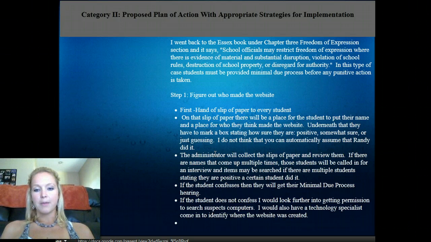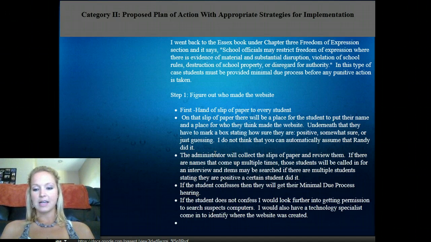If there are names that come up multiple times, those students will be called in for an interview, and items may be searched if there are multiple students stating they are positive a certain student did it. If the student confesses, then they will get their minimal due process hearing, since that is by law. If the student does not confess, I would look further into getting permission to search suspects' computers.